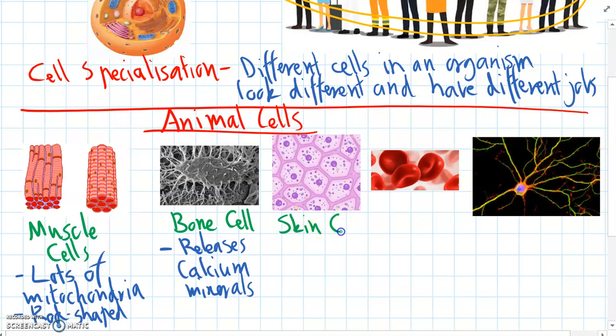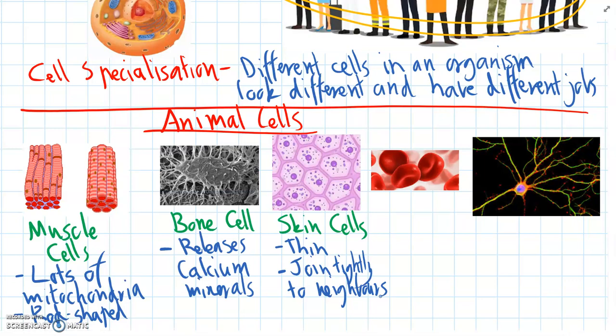This next picture here is showing some skin cells, and the job of skin cells is to be thin and to join really tightly with the next cells. Join tightly to the neighbours, because we need our skin to be a sealed barrier from the outside world.